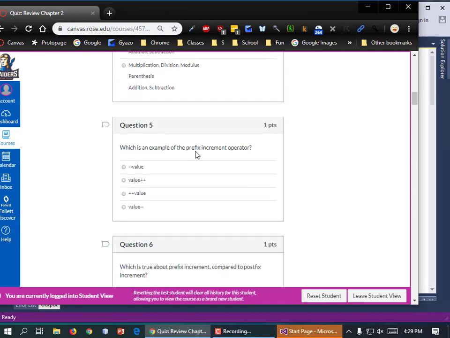All right, which is a prefix increment operator? Well, prefix kind of gives us a big hint. It's going to come in front of it. Increment, does that mean adding or subtracting? Decrementing is subtracting, so increment is going to mean adding. So which of these looks like a prefix increment operator? I know they're in the other order on your screen, but it would be that one, right? That's a prefix, and plus plus is incrementing.